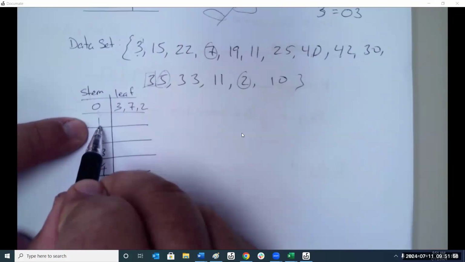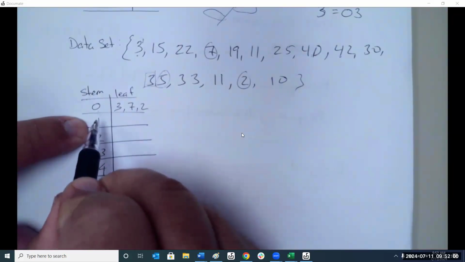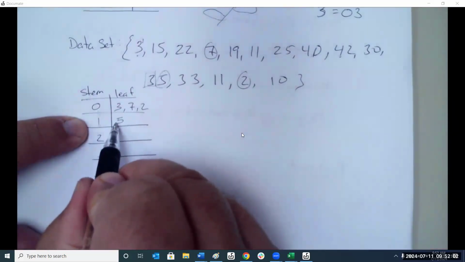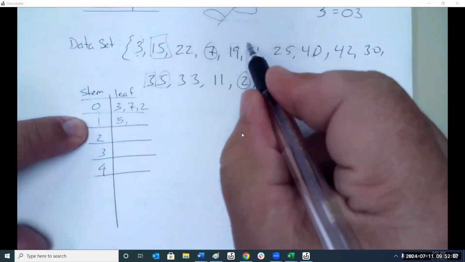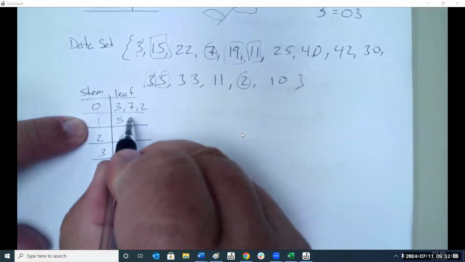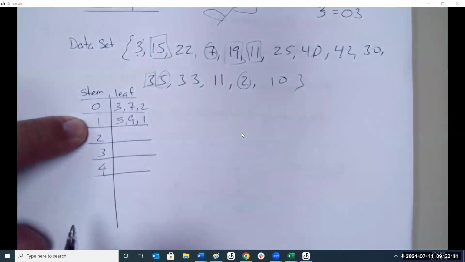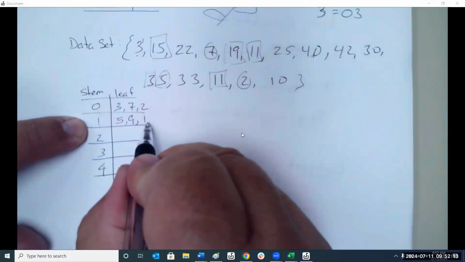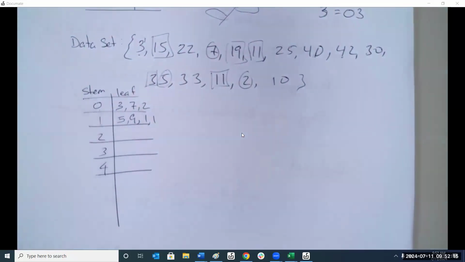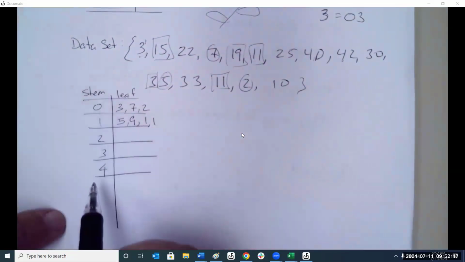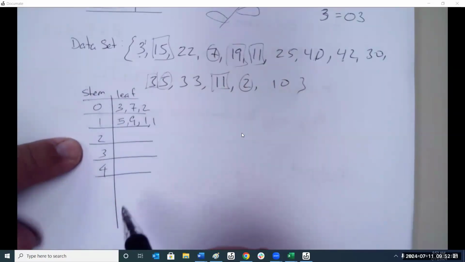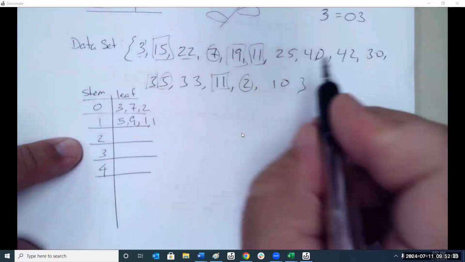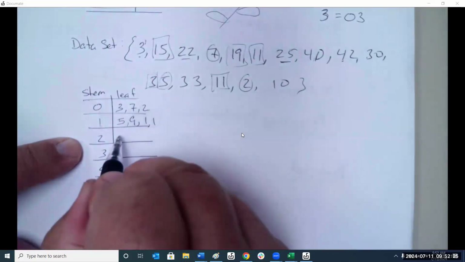How about all the numbers that start with 1? We have a 15. We have an 11. We have a 19. We have another 11. So you see the tens numbers go here and the ones digit goes here. We have a 22, 25.